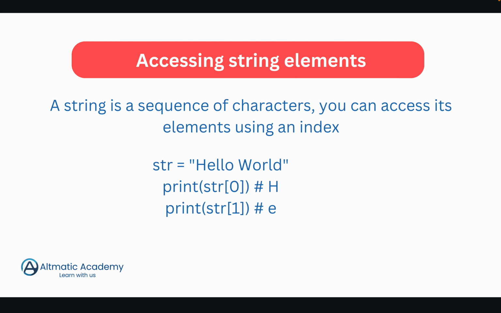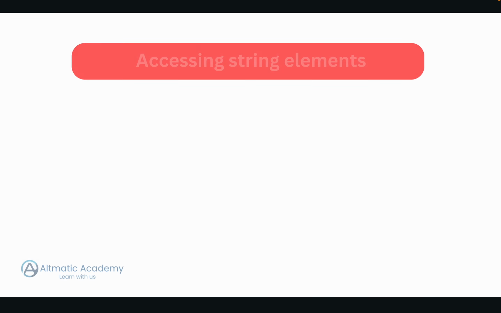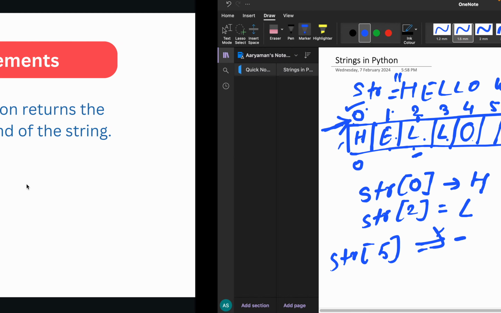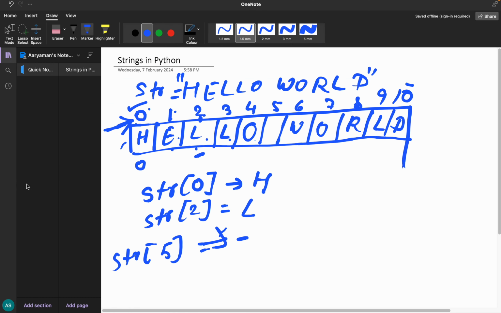Now the next point is accessing string elements from the right side. Previously I was accessing from the left, but suppose that I'm trying to access from the right side. From this side, if you're counting from here, the position of this D is -1, L is -2, R is -3, O is -4, W is -5, and so on, right?